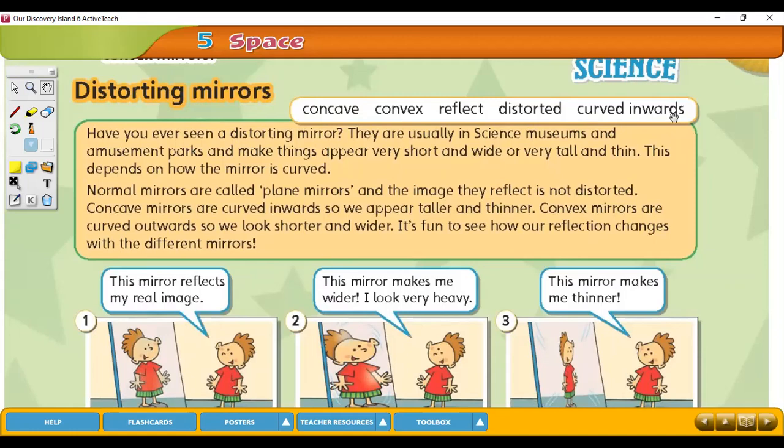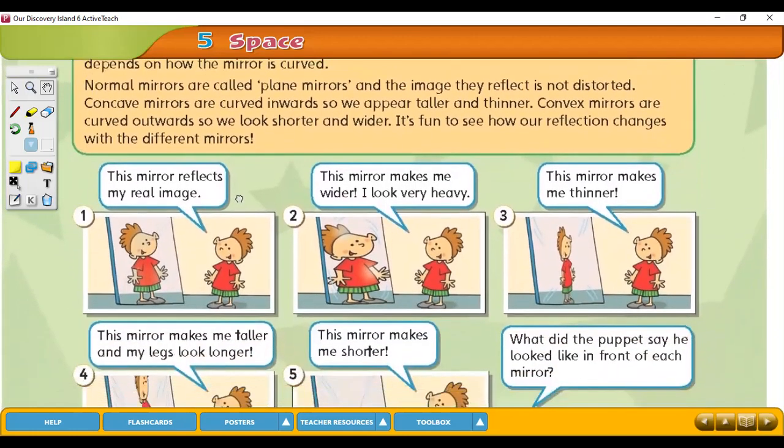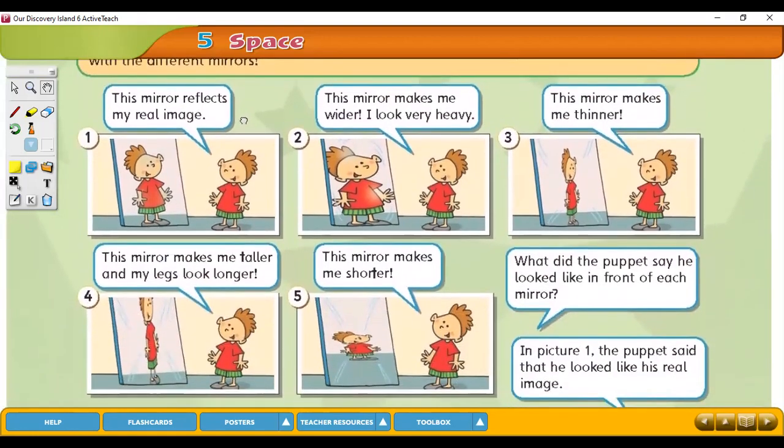Okay, what about the convex mirrors? They are curved outwards. So this is the opposite here. The curve is towards the outside. So we look shorter and wider. It's fun to see how our reflection changes with the different mirrors. So here we have some pictures to show the difference between each type of mirror.